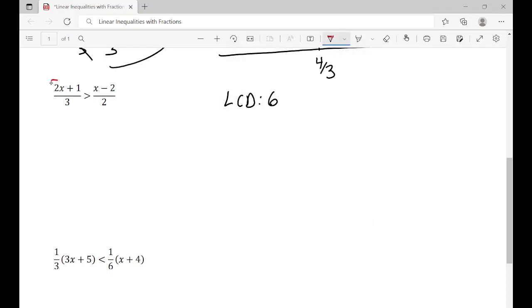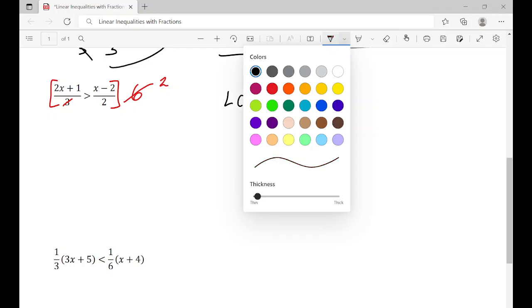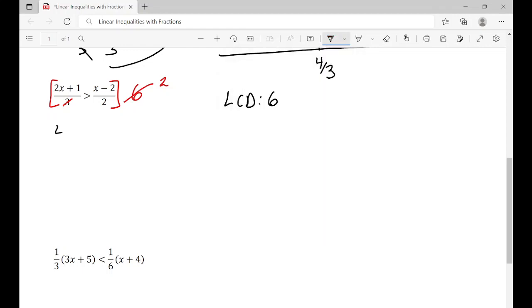So I'm going to go through my entire inequality and multiply everything by 6. So I see my denominator as a 3. It's going to go into itself 1 time, and it's going to go into a 6 2 times. And so I'm going to distribute the 2 to 2x plus 1. So when I do that, I'm going to get 4x plus 2.